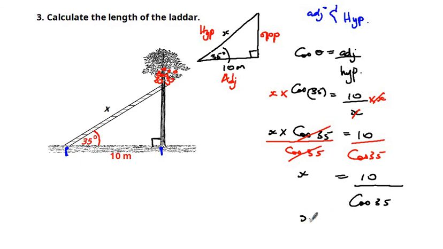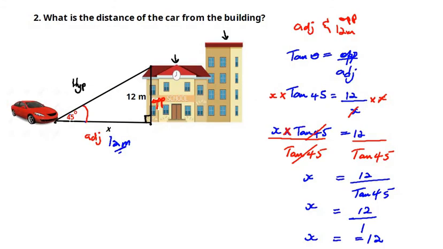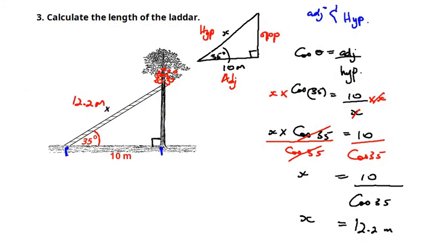So 10 divided by cos 35 will give us 12.2 meters, which is the length of the ladder, right? So that's approximately 12. Let's put 12.2 meters. So that is the length of the ladder, right? So those three problems basically covered the three basic trig ratios. I did that so you can learn how to apply all three in various questions.